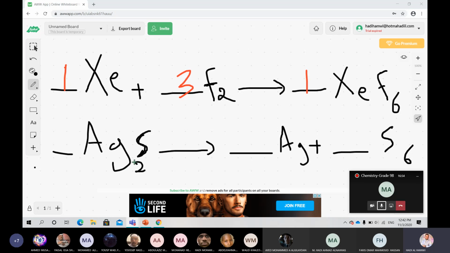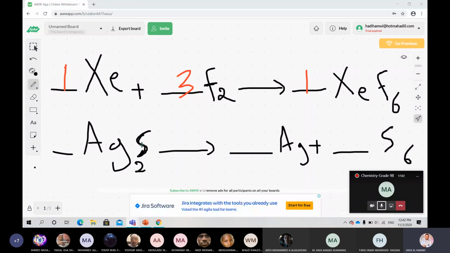Ag is one element, it's silver, and sulfur is one element, S, which is sulfur. So silver and sulfur here. It's not 6, it's 8. Okay, S8.